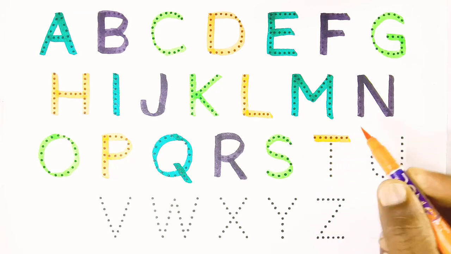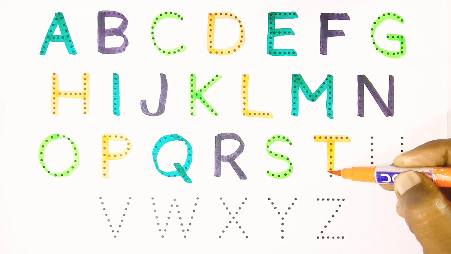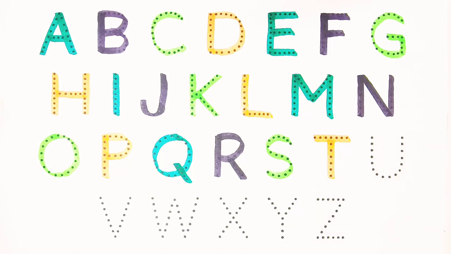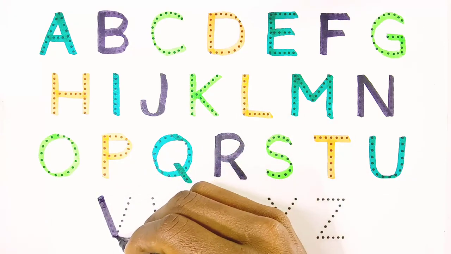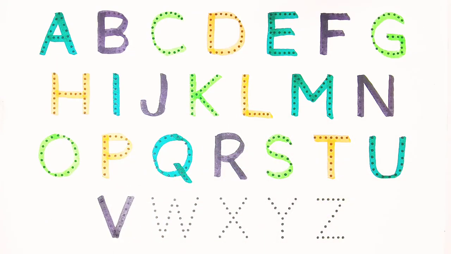T, T for tiger. U, U for uncle. V, V for van.